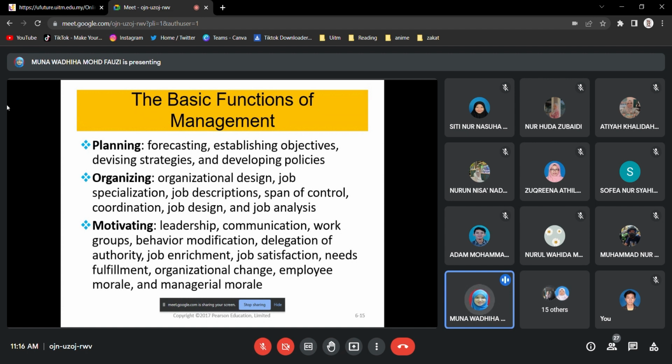For example, in organizing, more on job design. Job design is really important because it can reduce the boredom among the workers in the organization. For example, job rotation. Job rotation is one of the activities under job design.